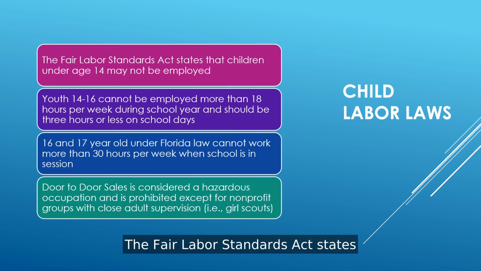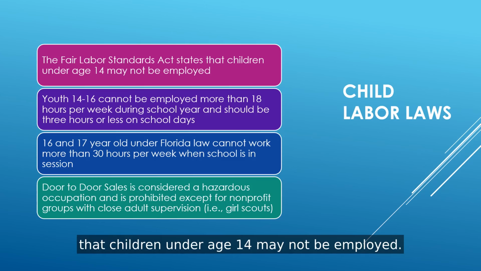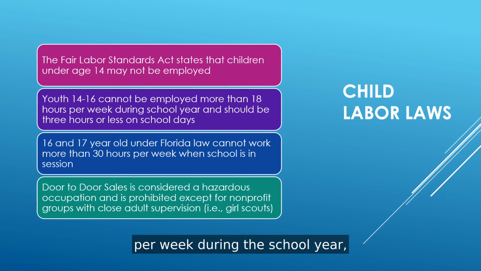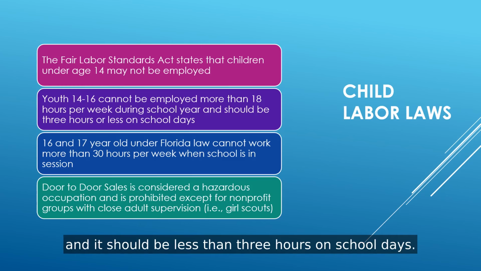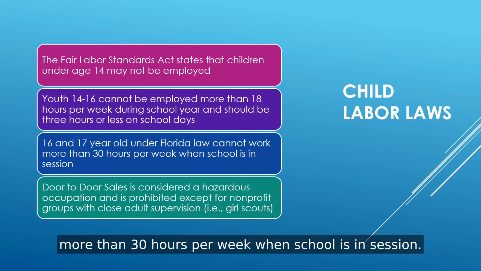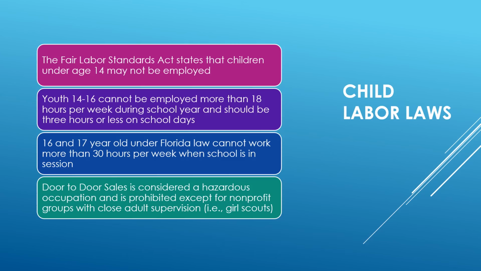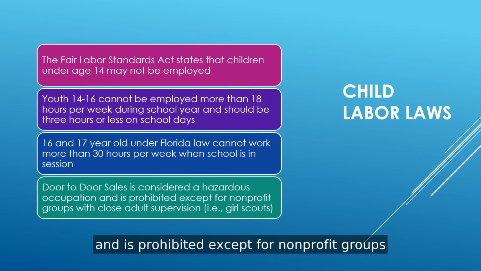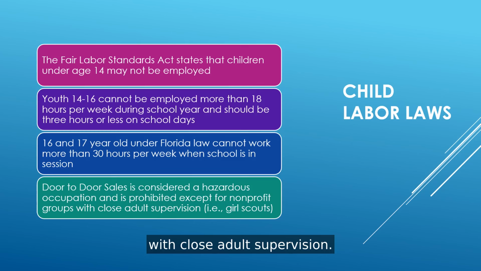The Fair Labor Standards Act states that children under age 14 may not be employed. Youth 14 to 16 cannot be employed more than 18 hours per week during the school year, and it should be less than 3 hours on school days. 16 and 17-year-olds in Florida cannot work more than 30 hours per week when school is in session. Door-to-door sales is considered a hazardous occupation and is prohibited except for nonprofit groups with close adult supervision, for example, Girl Scouts and Boy Scouts.